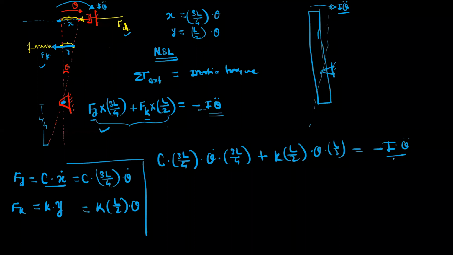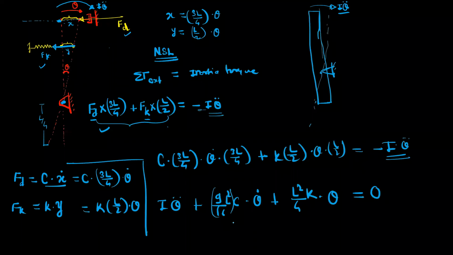So just take this term on the left hand side. We will get the equation as I theta double dot plus 9 by 16 L square into C into theta dot, plus L square by 4 into k into theta, this is equal to 0. So this is the equation of motion.